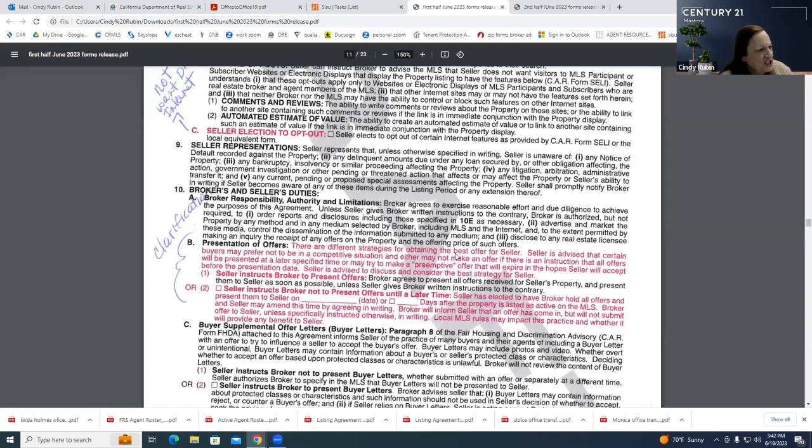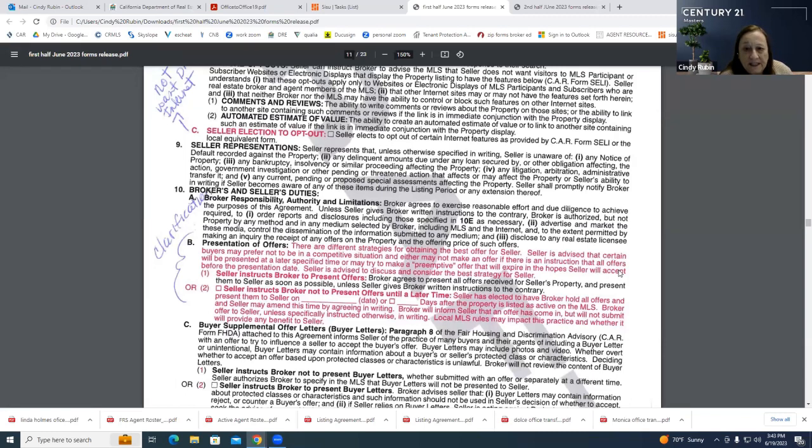There are different strategies for obtaining the best offer for seller. Seller is advised that certain buyers will prefer not to be in a competitive situation and either may not make an offer if there is an instruction that all offers will be presented at a later specified time, or may try to make a preemptive offer that will expire in the hope seller will accept before the presentation date. Seller is advised to discuss and consider the best strategy for seller.